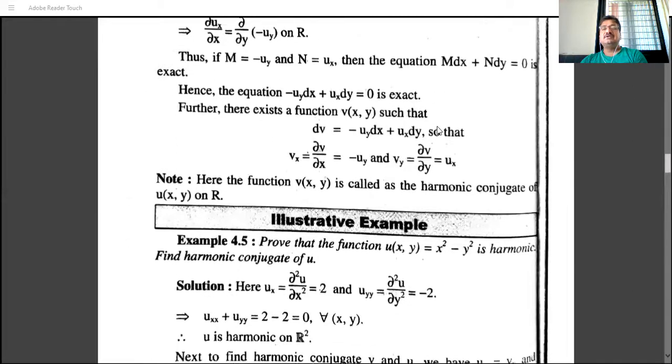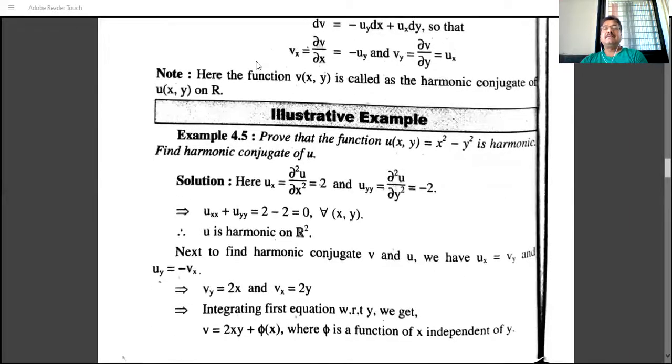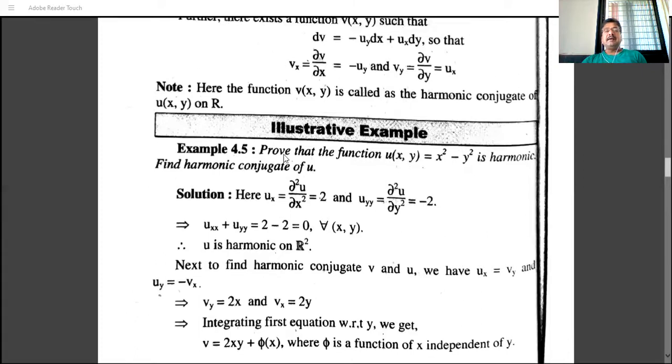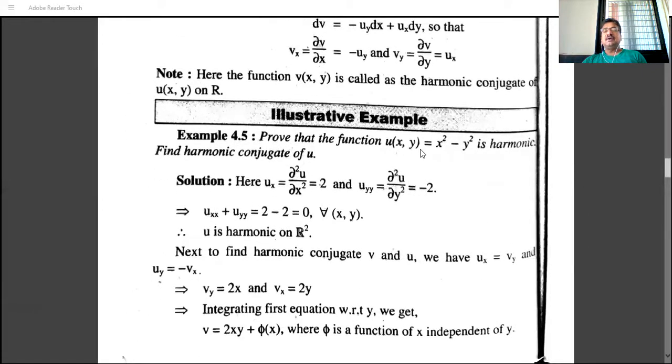So v is called the harmonic conjugate of u if v_x is equal to minus u_y and v_y is equal to u_x, or we say u_x is v_y and u_y is minus v_x. So in order to obtain the harmonic conjugate we use these two formulas. So the problems are important. Prove that the function u(x,y), or f(x,y), u is the notation, x square minus y square is harmonic. And find its harmonic conjugate.